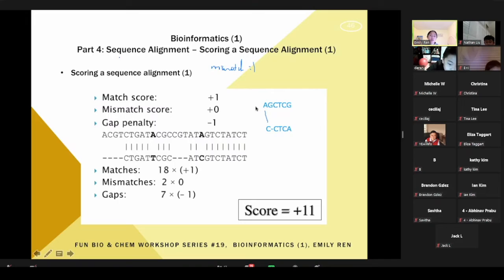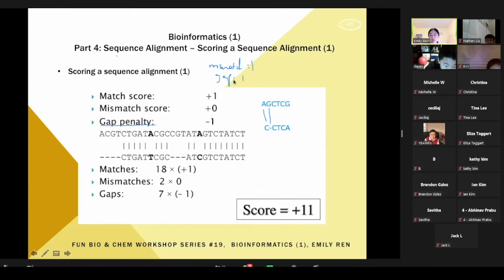So far we have one mismatch. Then we compare G with the gap here. So for G with gap, we use the gap penalty of -1. We have one gap. And for C with C, we have a match. So we use the match score of +1. And then we compare T with T, that's another match.